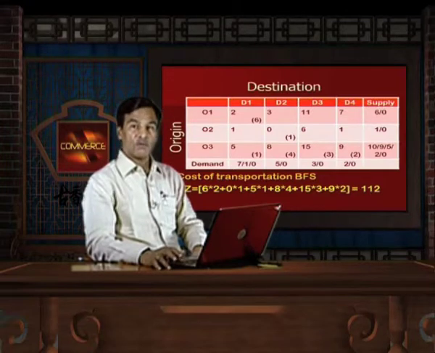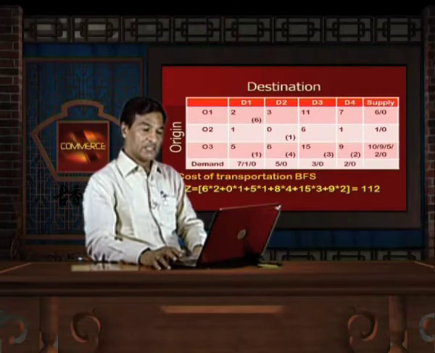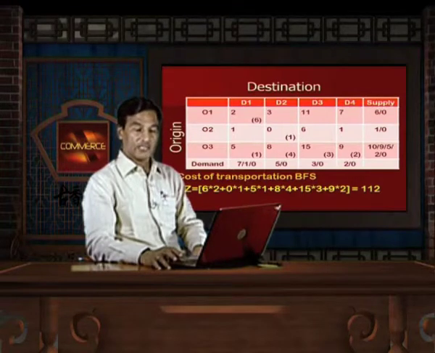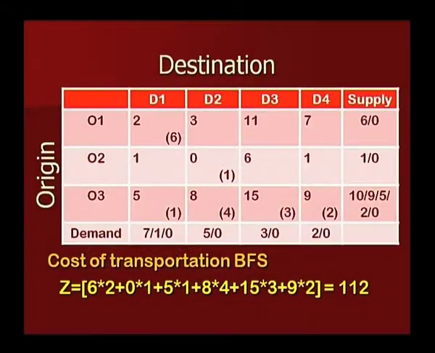Here is the example of a transportation problem with 3 origins and 4 destinations. Supplies are 6, 1 and 10, and demands are 7, 5, 3 and 2 at the different destinations. Here we start with the first cell and allocate 6 to that cell. So, the first row is exhausted. So, we come to the second row and its minimum is here, D2. We allocate 1 to this row.